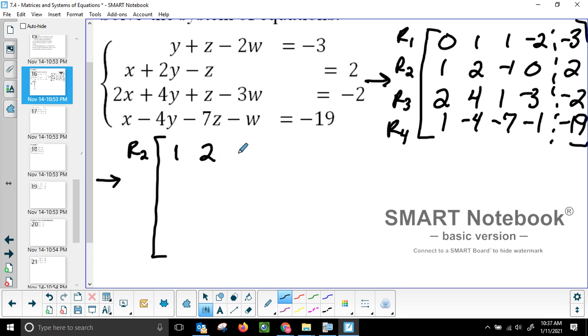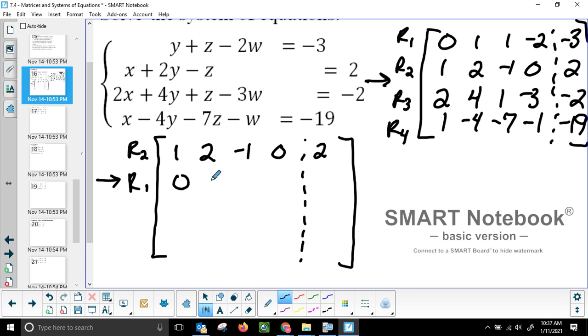So I have 1, 2, negative 1, 0, 2. And then my row 1 will be my new row 2. So 0, 1, 1, negative 2, negative 3. Here I want this to be a 0. So I am going to say negative 2 R2 plus R3. I'm going to multiply this row by negative 2, then add it to this row.